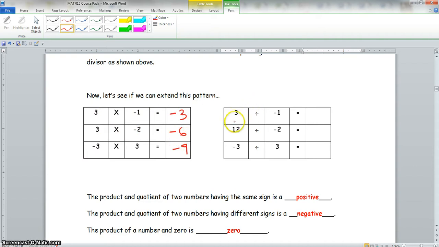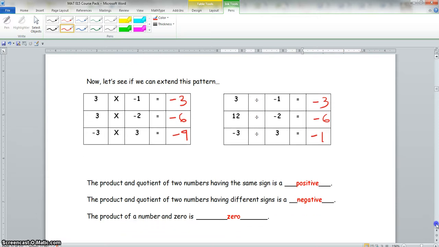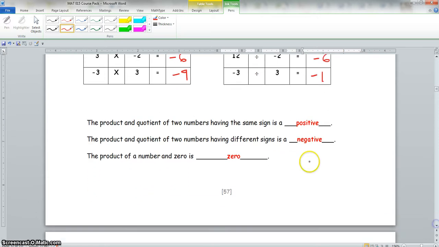Now we come here with division, same rule. 3 divided by negative 1 is negative 3. 12 divided by negative 2 is negative 6. Negative 3 divided by 3 is negative 1. Now we have these rules here. It says the product and quotient of two numbers having the same sign is a positive. The product and quotient of two numbers having different signs is a negative. The product of a number and 0 is 0.